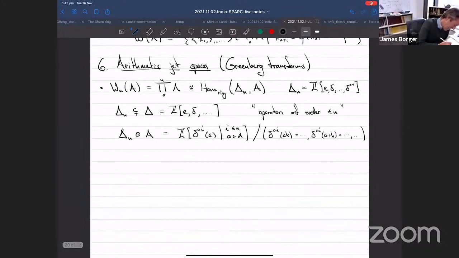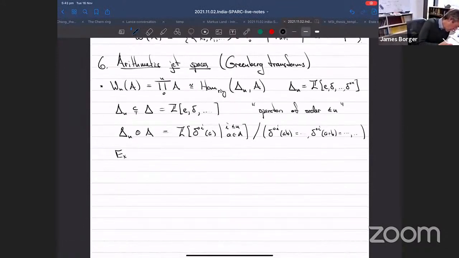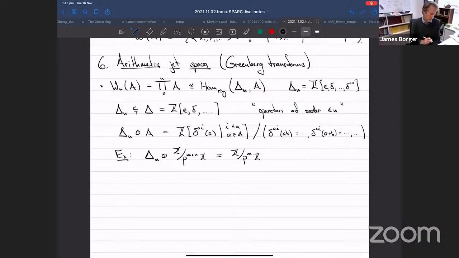Okay, I want to get to the arithmetic jet spaces, but maybe I'll give you one more exercise. So you can show that delta_n tensored with the integers modulo p to the n plus 1 is uniquely isomorphic to... So unlike Witt vectors, which make you closer to characteristic zero, these things take you further away from characteristic zero.